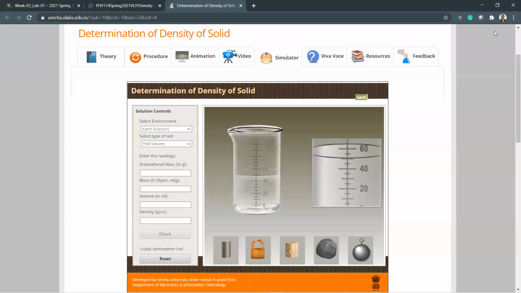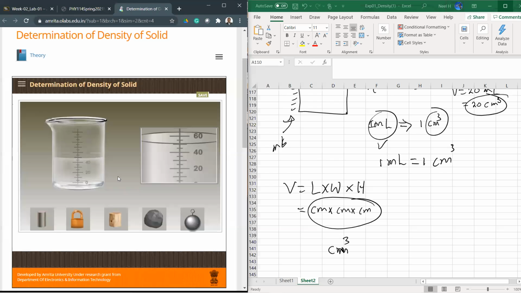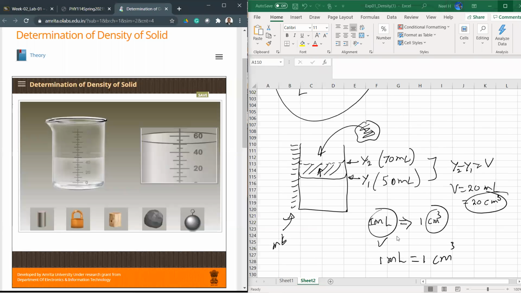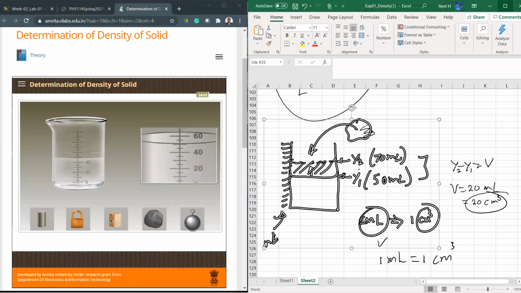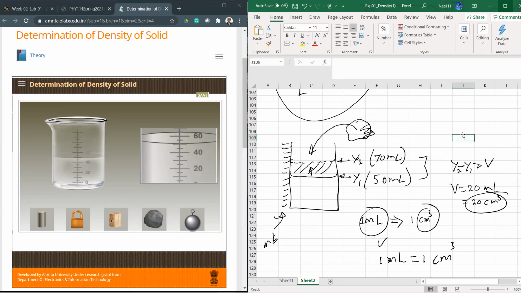Now if I want to drop something and find its volume, I should know the starting point, Y1, and the ending point, Y2, right? That Y1 is the starting level, which the zoomed-in picture on the right is already showing you.